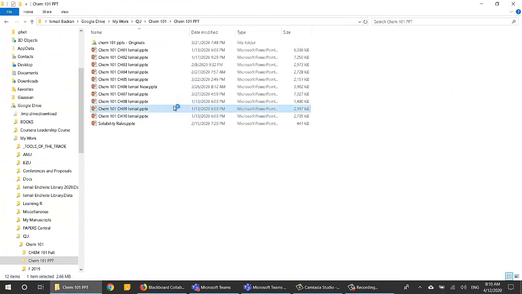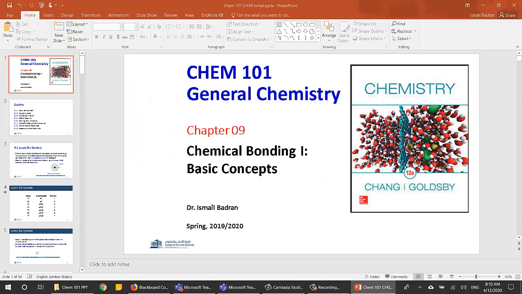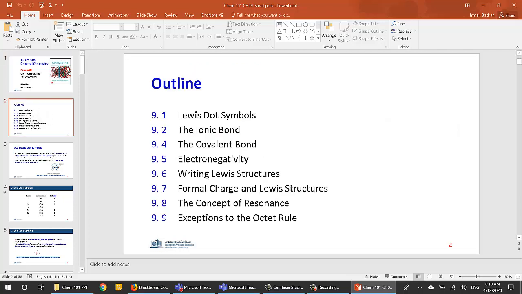So we have 2 chapters left, chapter 9 and 10. Chapter 10 is only 1 or 2 lectures because not everything is required. But chapter 9 will take longer. We will spend this week talking about chapter 9. In chapter 9, of course, we're going to talk about Lewis structures, ionic and covalent bonds, electronegativity, and writing Lewis structures. It's a fun chapter. There are a lot of things to do. Inshallah, you will enjoy it.